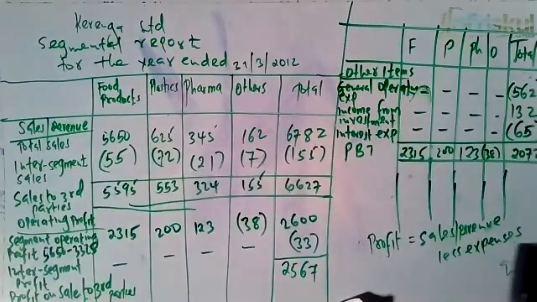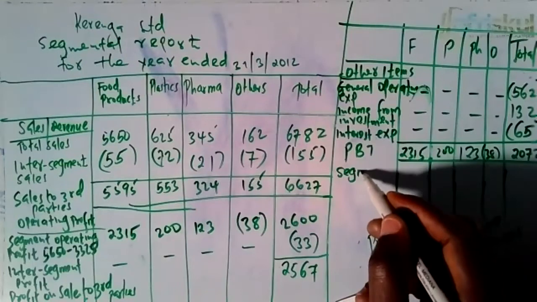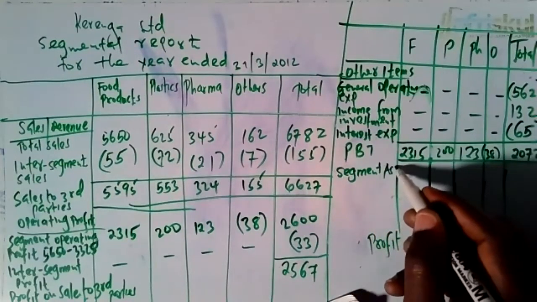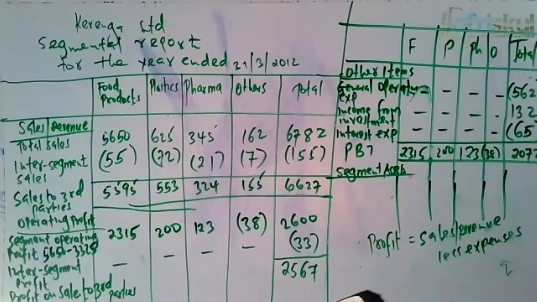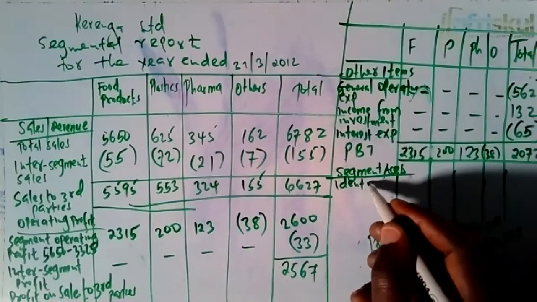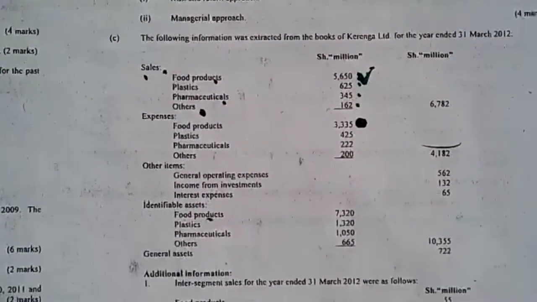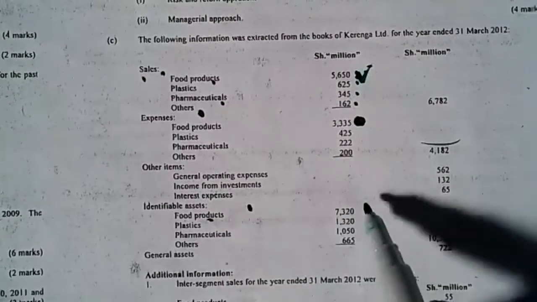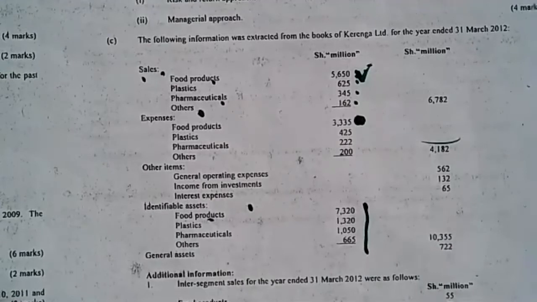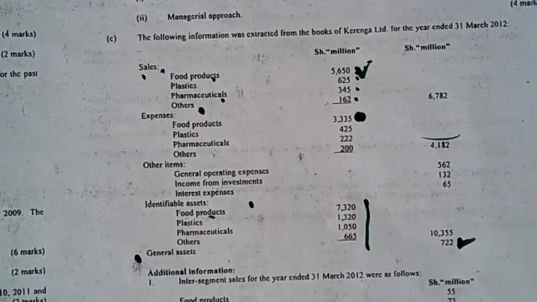Then finally, we talk of segment assets and segment liabilities. For segment assets, I will check if there's anything which is identifiable. Identifiable means it's specific to each segment. From that question, you can see there are identifiable assets. Then you can see we have one asset which is general, that is unallocated.